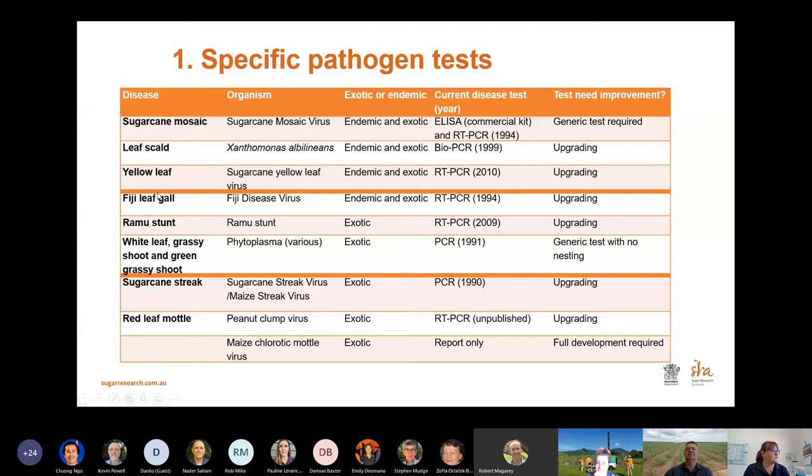So this work is, I would say, 99 to 100% complete. This work is the next tab of diseases off the rank, and these ones are back.